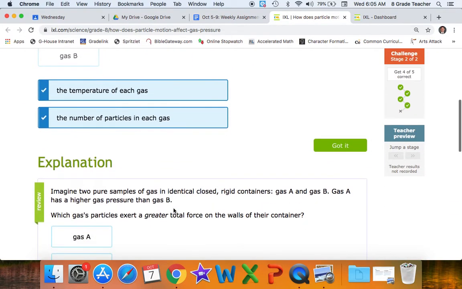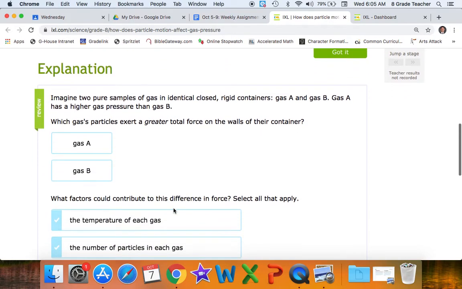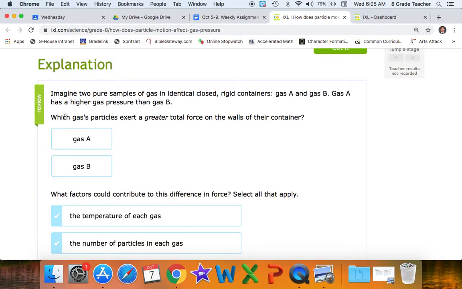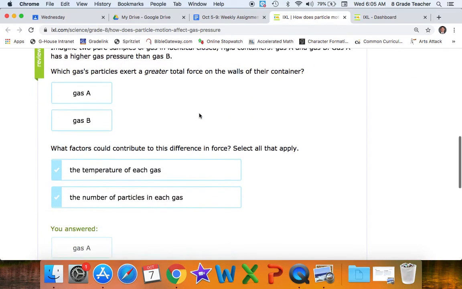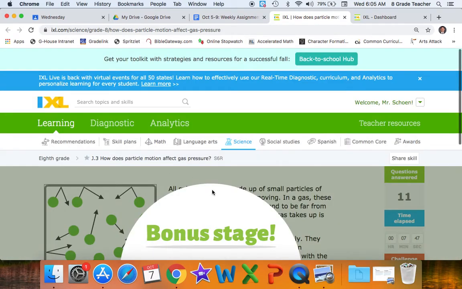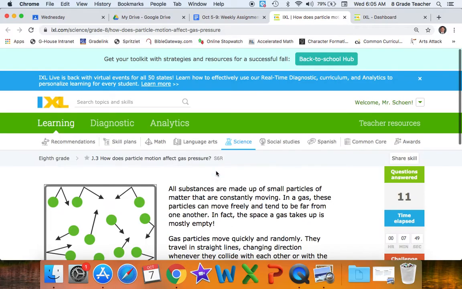Oh, Mr. Shane was wrong. When I read this, which gas particles exert a greater force? Gas A has a higher gas pressure than gas B. Sorry, I read that wrong. I thought it said gas B when I put these two together. It was A, but both of those factors at the bottom were correct. My mistake. Bonus stage.